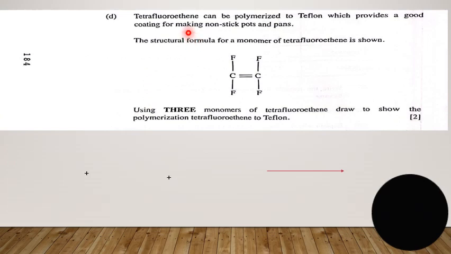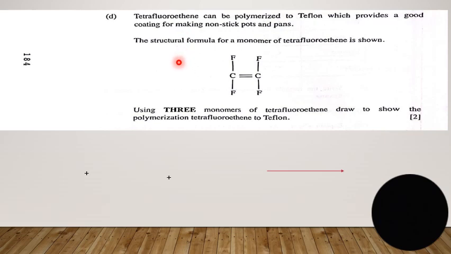So here again, we have another question, and as you can see, they're giving you a lot of extra information. It is your goal to go through the information, and then pick out relevant information, okay? So tetrafluoroethene, so they're giving you a lot of things just to try to confuse you. Tetrafluoroethene can be polymerized to Teflon, which provides a good coating for making non-stick pots and pans. This might be new information for you, okay? You might not have known that, and that's okay.